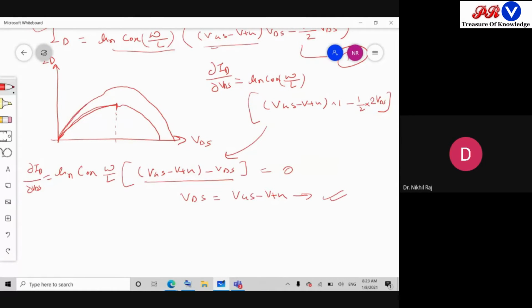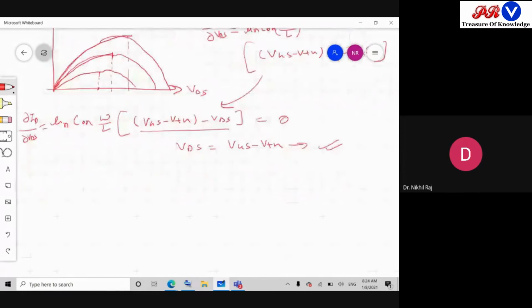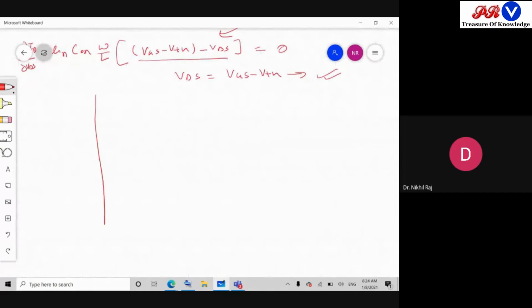For this one it will occur at this point. If suppose the magnitude is low, then this will occur at this point. So here for this we can rewrite. I will redraw this graph once again. This is your ID, this is your VDS. So we got this one.